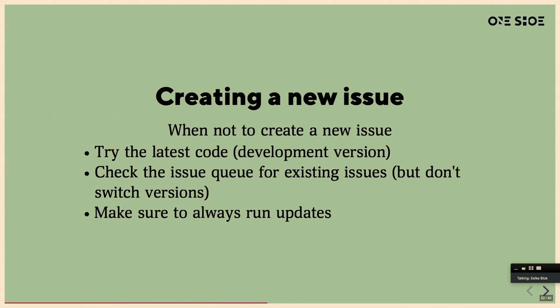For example, you should always try the latest code. That means the development version, so it might not even be the latest release. There might be a development version of whatever module you found a problem with that already has a solution for your problem. You should check the issue queue for existing issues. But when you do find an issue that looks a lot like yours, do not change the version, because usually issues only apply to a specific version, and you might have the same problem, but then it's a good idea to actually create a new issue for the other version.